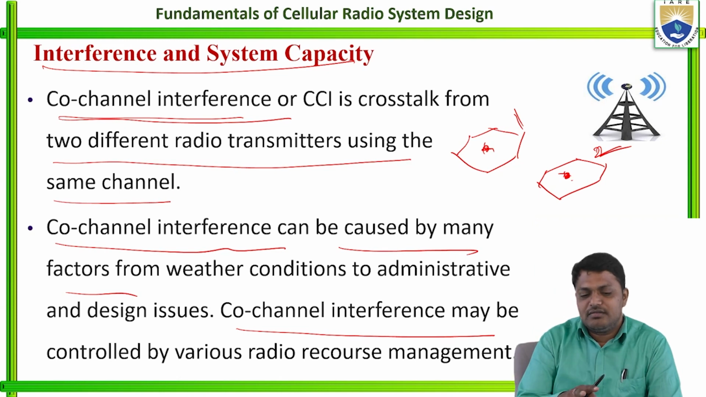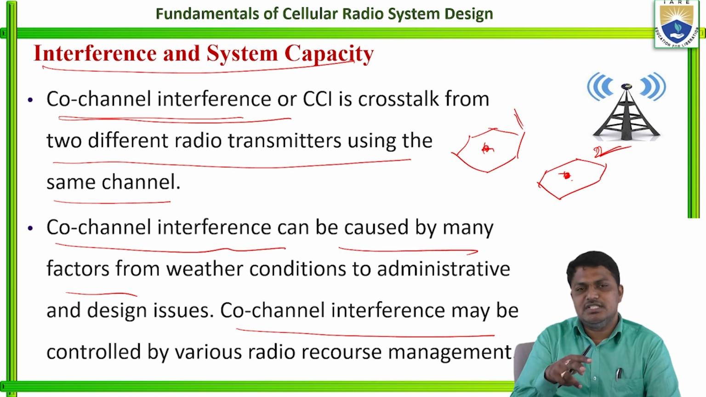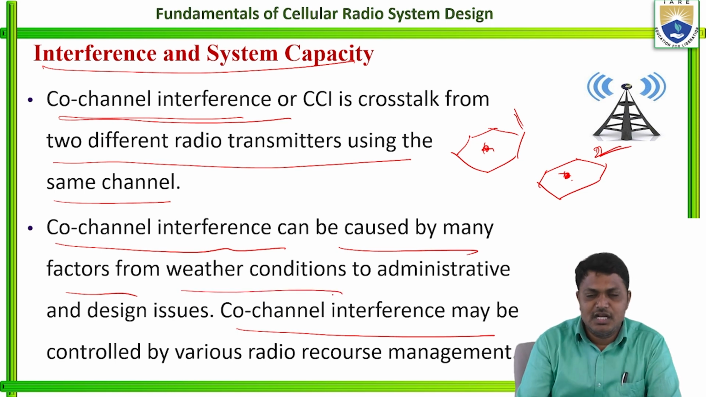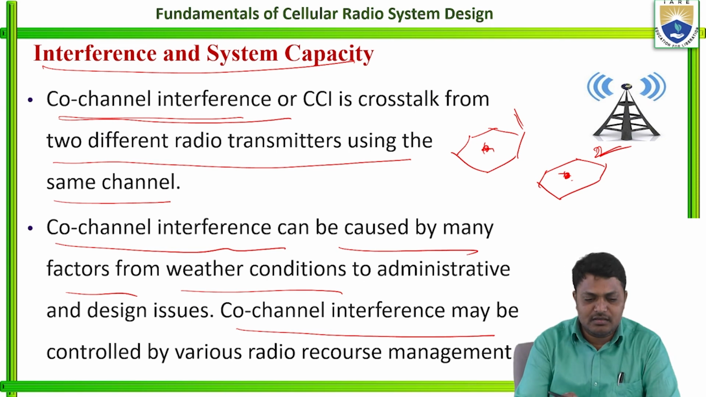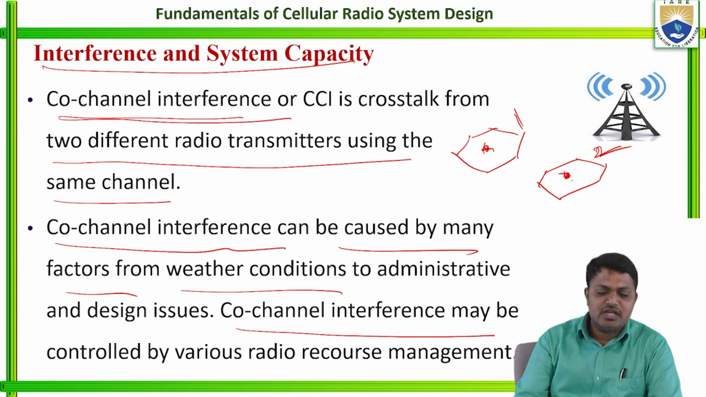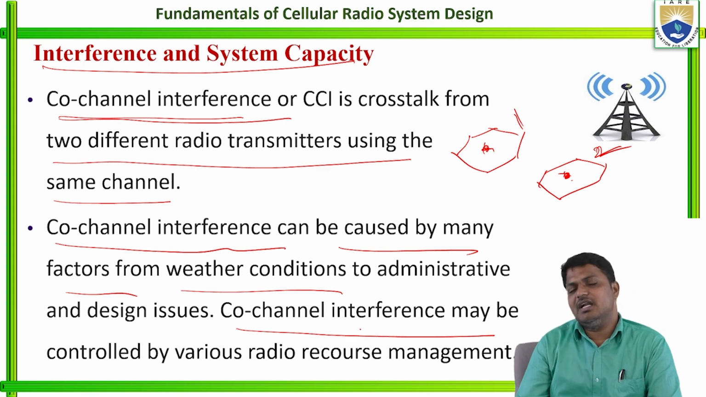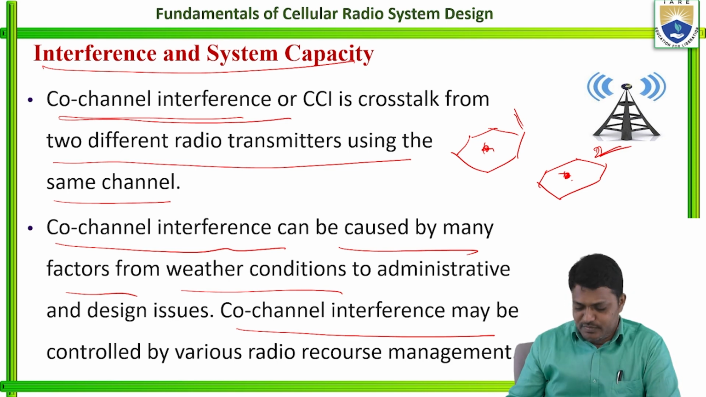The main reasons for the occurrence of co-channel interference are weather conditions, administrative and design issues. These are the main factors that influence the occurrence of co-channel interference. Co-channel interference may be controlled by various radio resource management techniques.